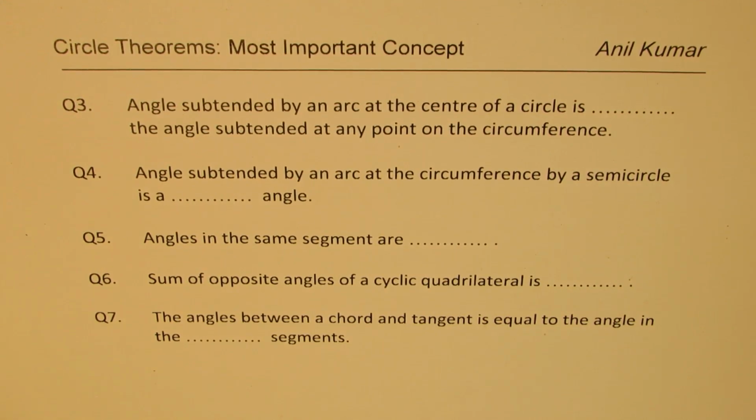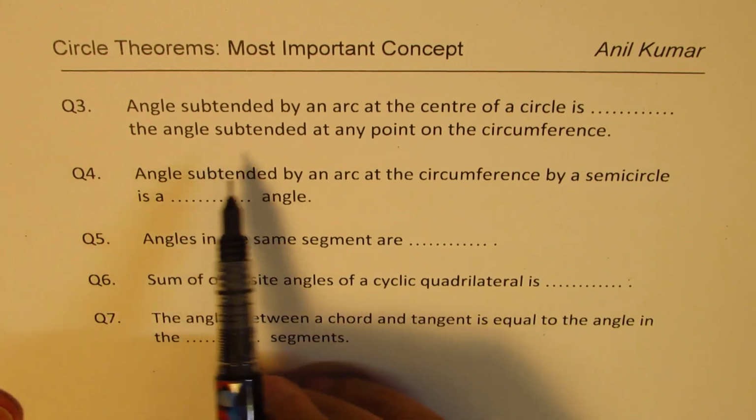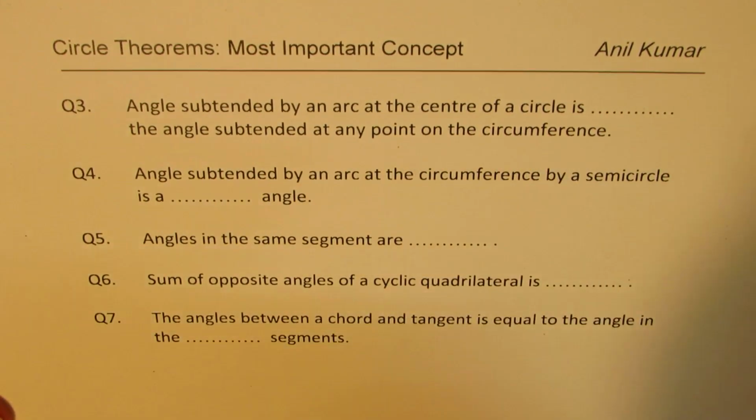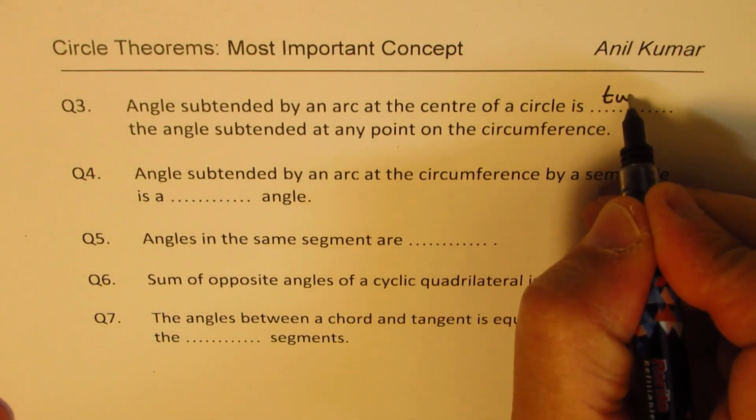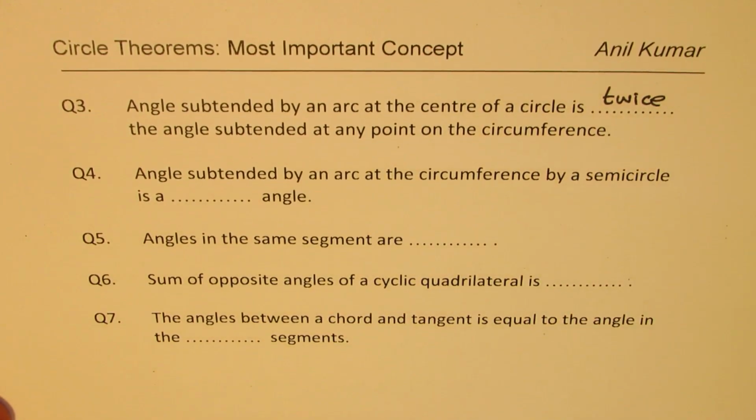So write down your answers for all of these questions. Take your time and then look into my solutions, right? So the very first one, the angle subtended by an arc at the center of the circle is half or double the angle subtended at any point on the circumference. It is twice, right? Or you can say twice or double.